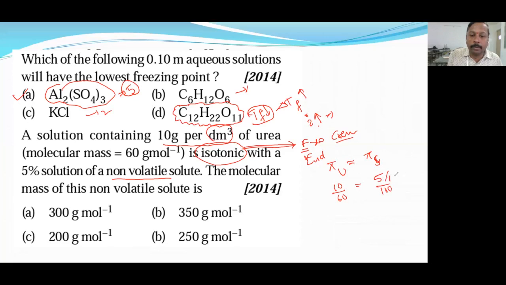And the molecular mass we don't know. 5% means 5 grams of solute, and 10 grams per liter. So this will be 10 moles divided by volume, 1000. 5 divided by molar mass. On simplifying, people are getting 300, and that is correct. Now let's go to the next question.